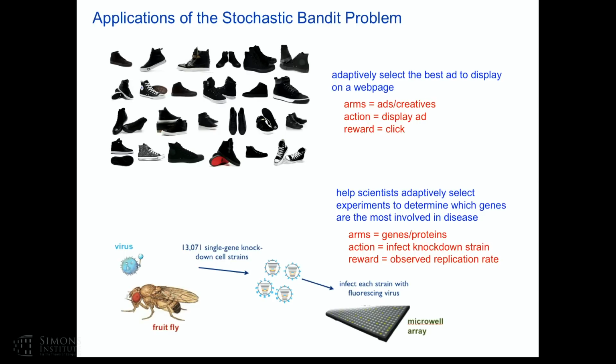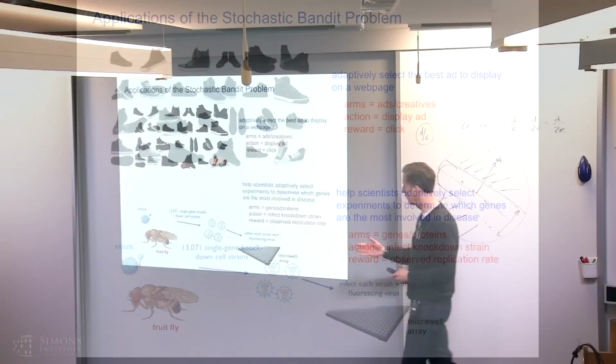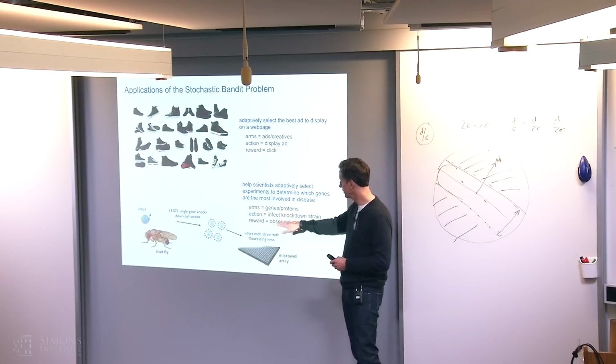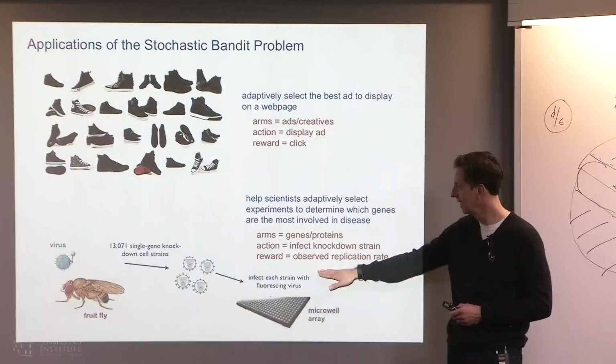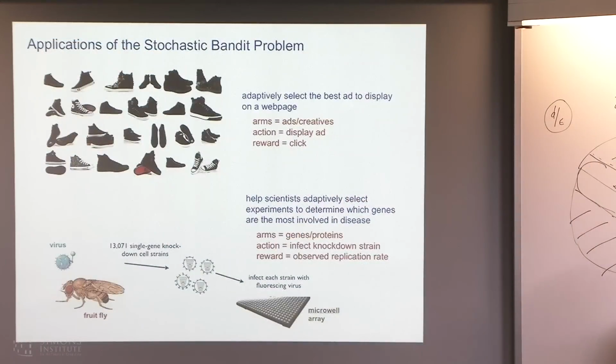It's expensive, time-consuming. They'd like to figure out which genes are most important in virus replication with the fewest number of experiments. And you can also formulate this as a bandit. Arms are genes, actions are which gene strains to infect in a new experiment, and then the reward is what they observe in terms of virus replication.